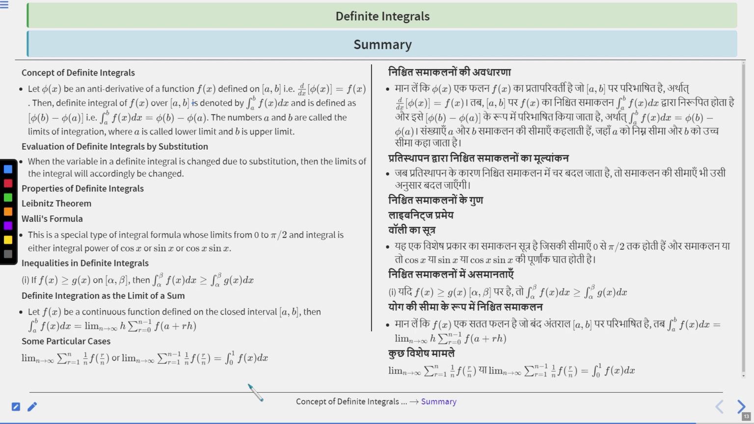Okay, hope you understood the concept of this chapter, right? And most probably we will use these concepts in the questions that we will discuss further.